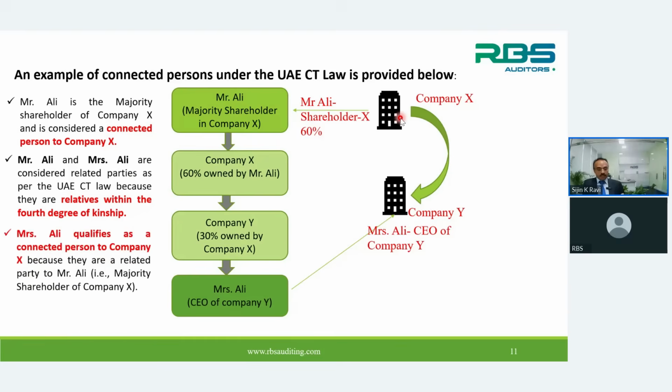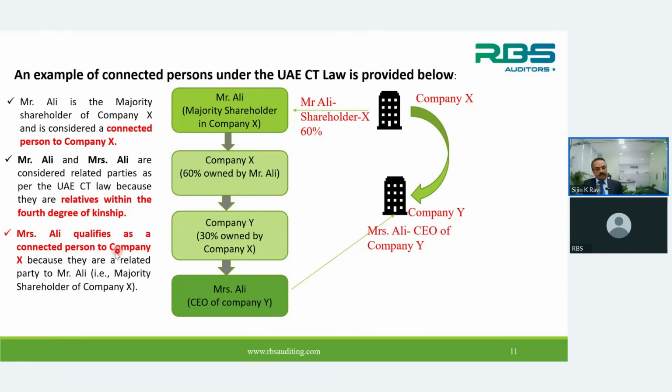Then Mrs. Ali qualifies as a connected person to company X because they are related parties to Mr. Ali, the majority shareholder of the companies. If you see the second part, the first part is saying it is because of the shareholding structure. The second part is saying it is because it's a natural person. Mr. Ali and Mrs. Ali are considered related parties, relatives within the fourth degree of kinship. So it is based on the relationship.